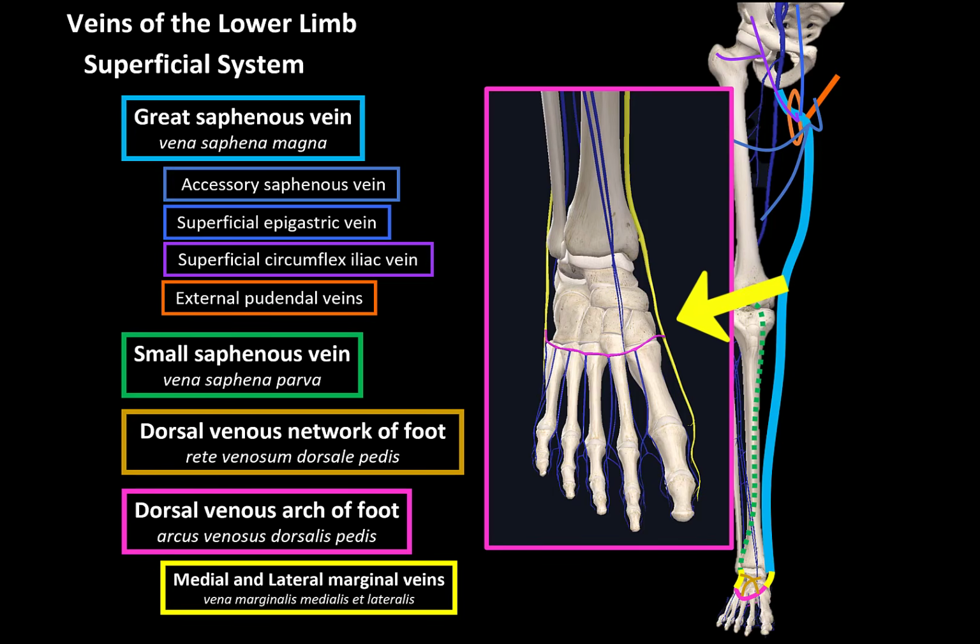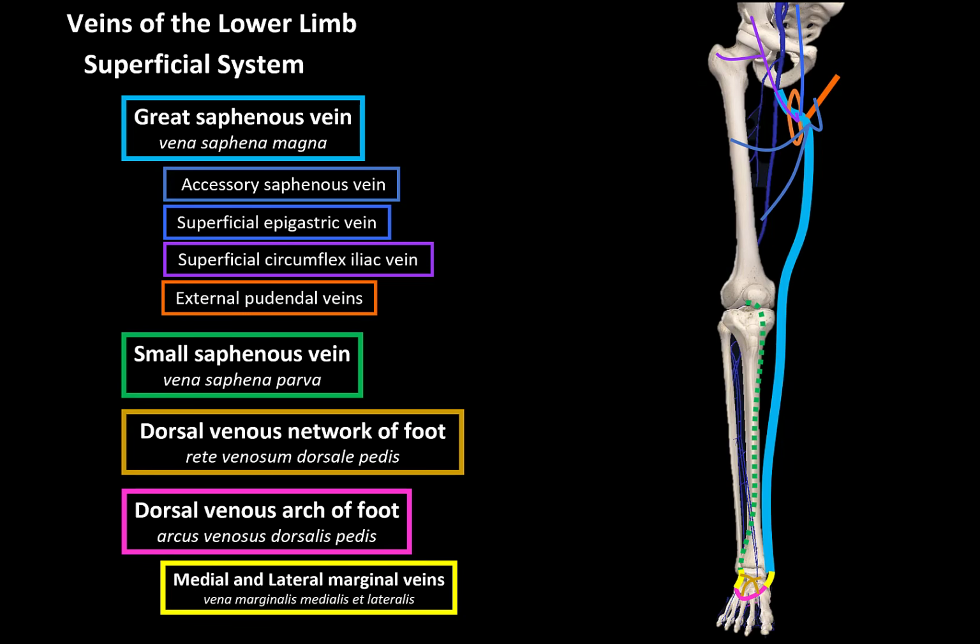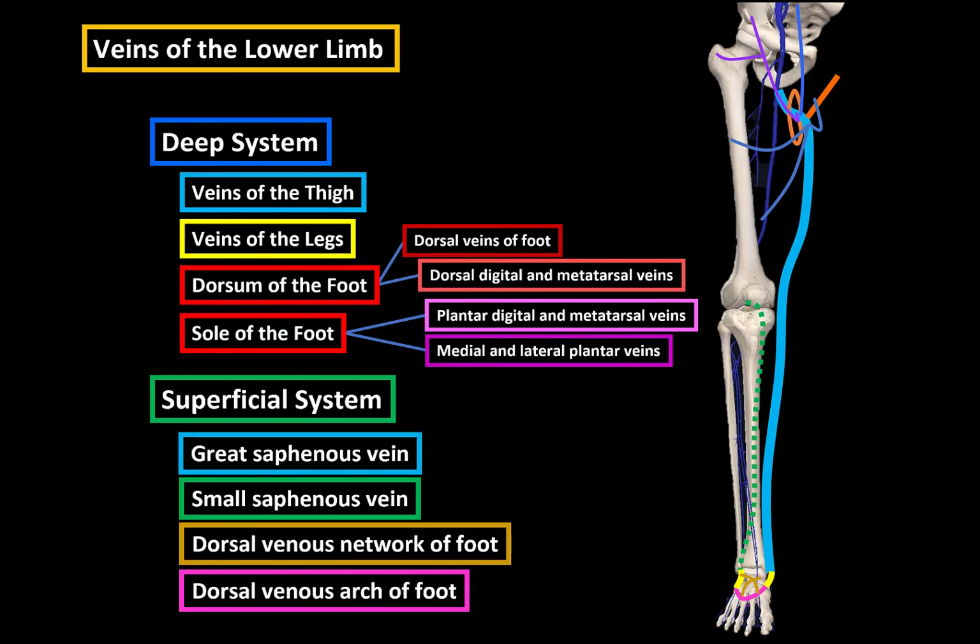So the medial marginal vein starts off at the dorsal venous arch, then it passes along the medial margin of the foot on the dorsal side, and then it continues as the great saphenous vein. The lateral marginal vein also starts off at the dorsal venous arch, but then passes along the lateral margin of the foot and continues as the small saphenous vein. So that was all the essential veins you need to know regarding the venous drainage of the lower limb. Remember that the deep ones go together with arteries and the superficial ones are special for the venous system.